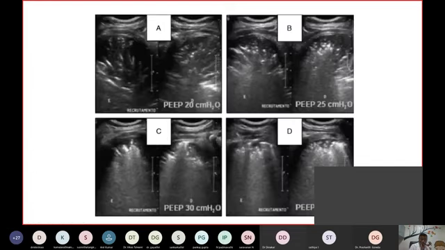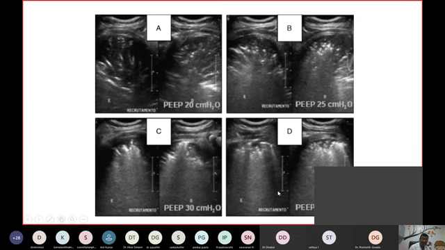Now, just to show you some images. These are from a 3-month-old infant where they tried the recruitment maneuver. You can see the C pattern, the consolidations. Initially they set PEEP at 20, then they increased by 5, and they did serial ultrasounds. You can see the changes. This was at 25, this was at 30, this is at 35, right and left. You can see the improvement in the aeration.